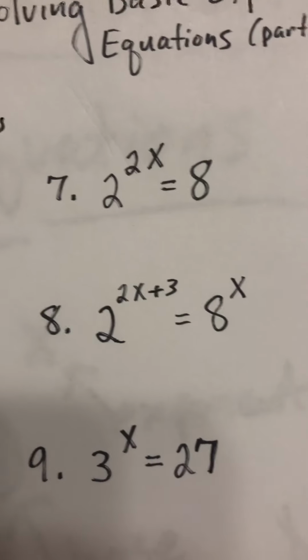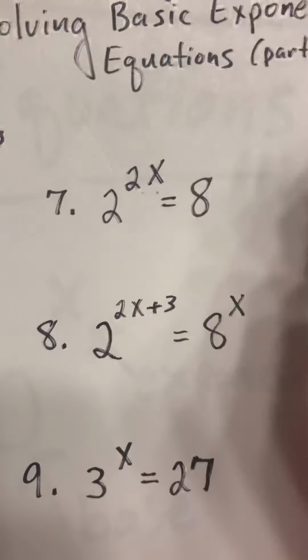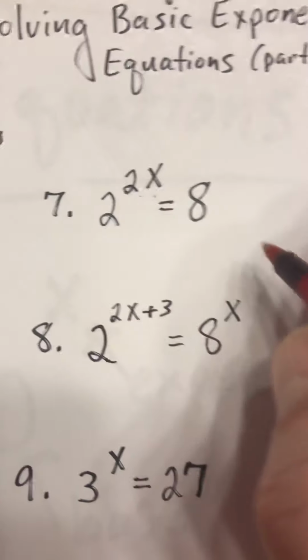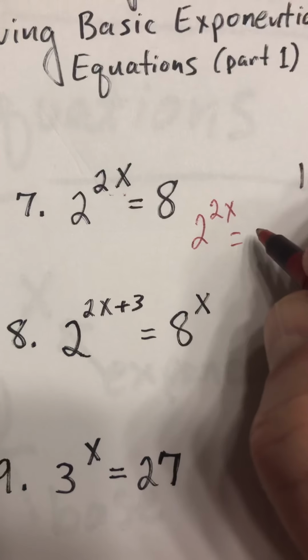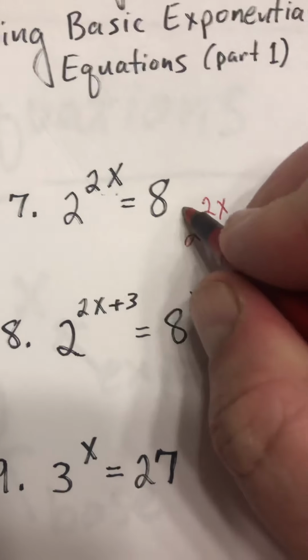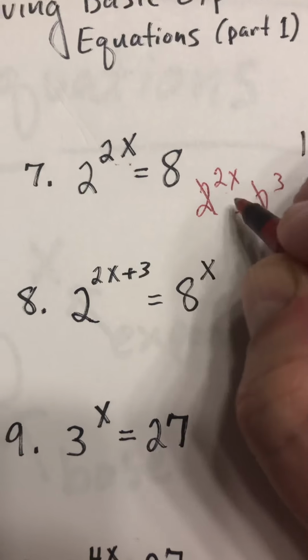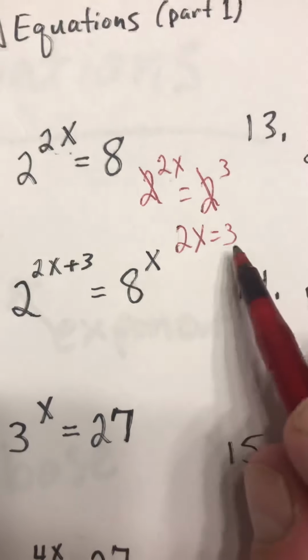Looking at number 7, this one says now it's 2 to the 2x equals 8. Nothing changes except it says 2x here. So I write 2 to the 2x equals, and I change 8 again to be 2 to the 3, just like that. Now the 2's cancel, and I set the exponents equal to each other. 2x equals 3, and now solve this for x.